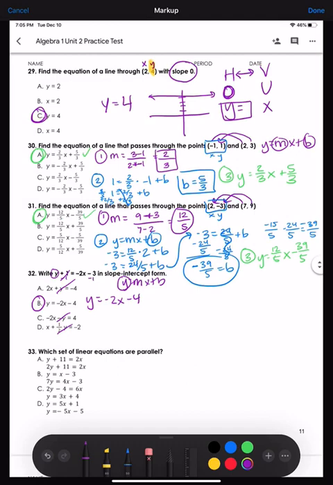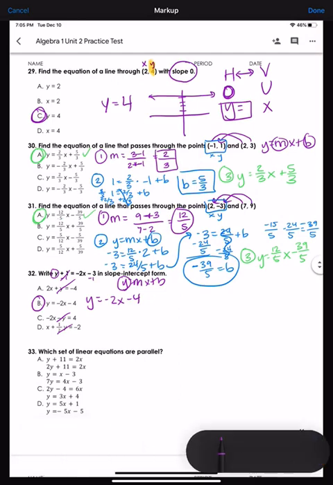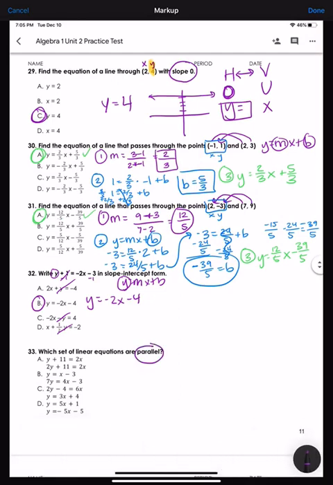Okay, 33. Which set of linear equations are parallel? Okay, for parallel lines, you have to know that parallel lines have the same slope. So I need to look through and see if any of these have the same slope. So I've got to do a little bit of work here because I can't really tell what the slope is if they're not in slope-intercept form, and they're not all in slope-intercept form. So this first one, the y is almost by itself.